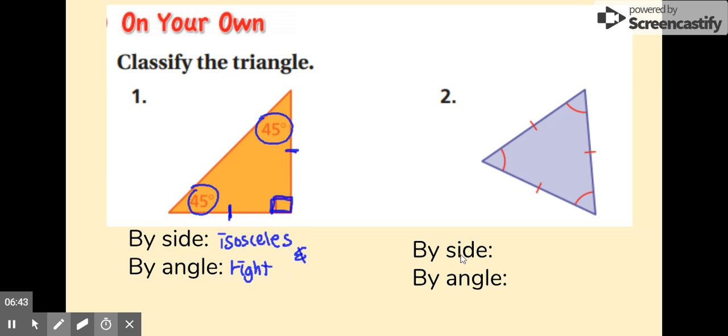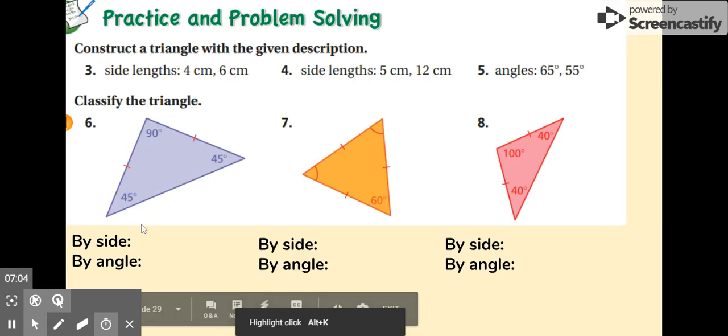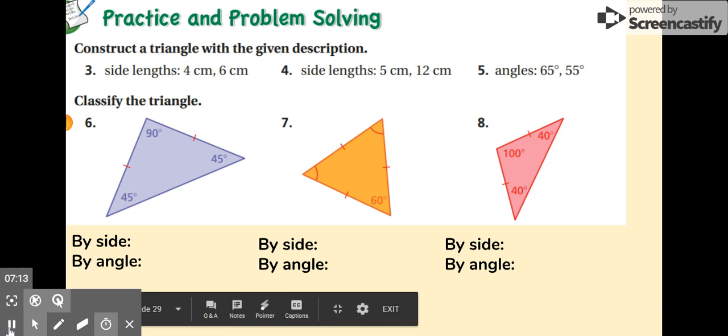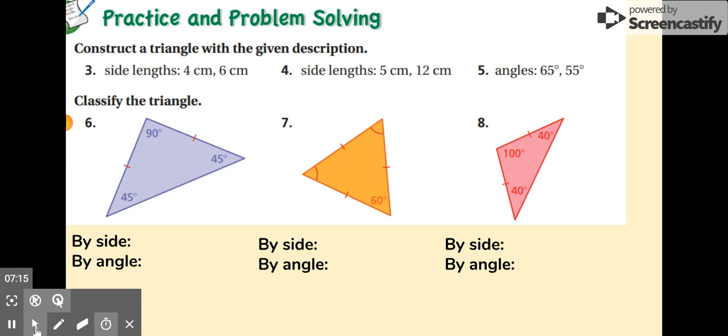What about the next one? By sides, we have three congruent sides, so it's equilateral. And by angle, they have all the same angles, so equiangular. I need you to do 6, 7, and 9 right now. I'll give you a couple of minutes, and we're going to go over this together.